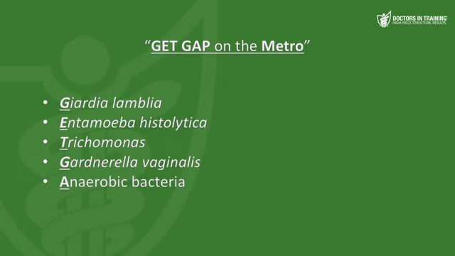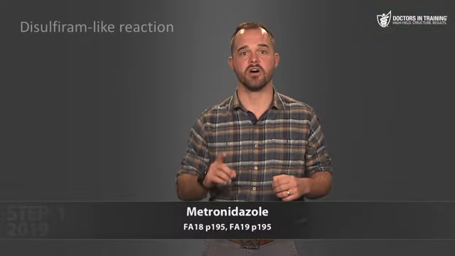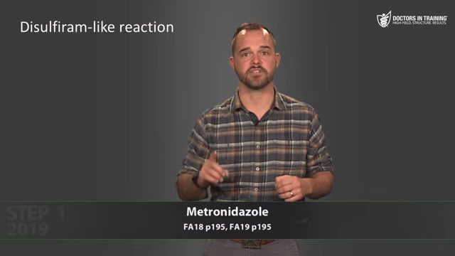And then the P in gap is for pylori, H. pylori. Metronidazole is one part of the triple therapy or quadruple therapy that can treat H. pylori. It's not first line, but it can still be used. So that's the story for get gap on the metro. The first three are protozoal organisms and the last three are bacteria. Then, the other big thing to know about metronidazole is that it can cause a disulfiram-like reaction with alcohol.